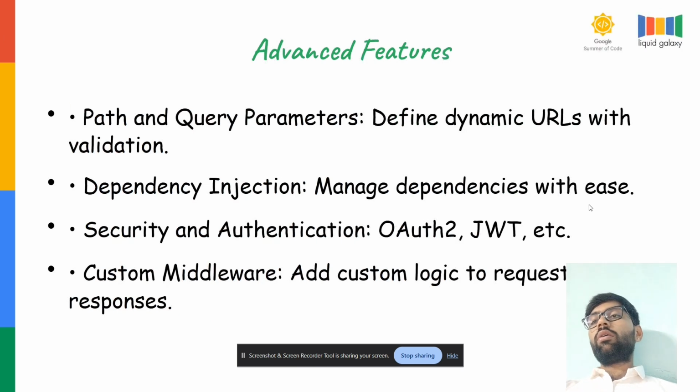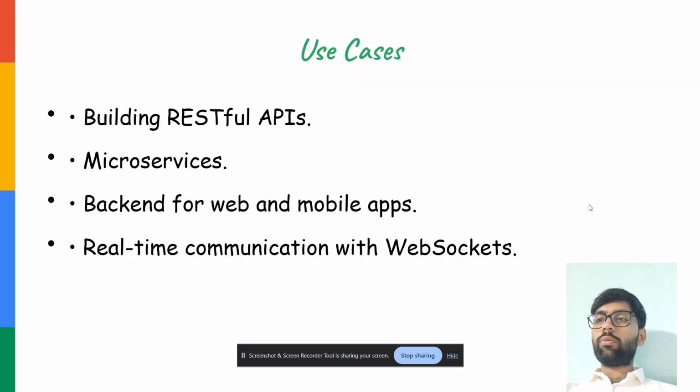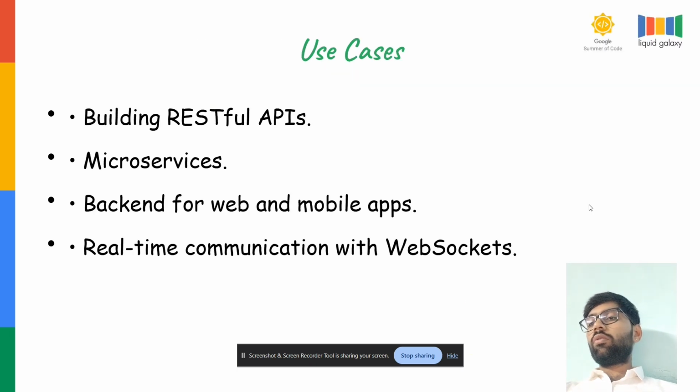Now, what are the advanced features? Advanced features are path and query parameters. We can give the URL dynamically with validation in FastAPI. Dependency injection can be given through FastAPI. Security and authentication such as OAuth and JWT tokens are supported. Custom logic can be made by ourselves to manage more easily. As I have told, there is automatic API documentation.